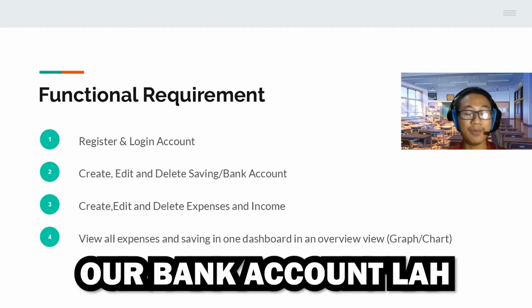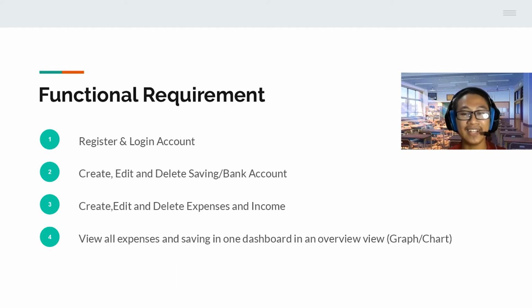Which means our bank account, basically. The third one is create, edit and delete of the expenses and income of the respective bank account. And the fourth is view all expenses and savings in one dashboard in an overview, which means either in a graph or in a chart.